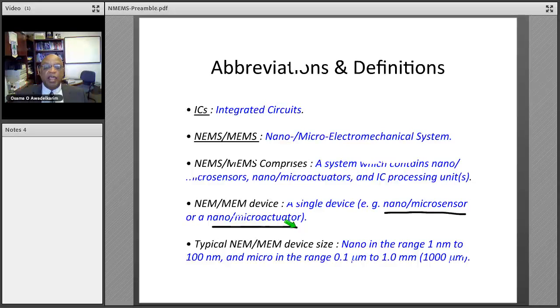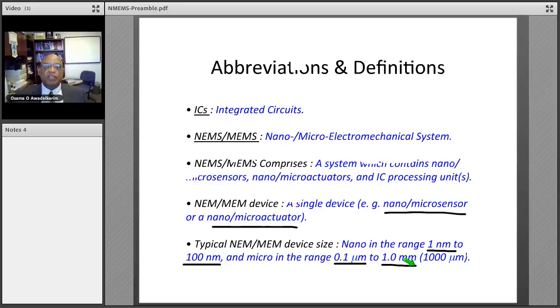Typical NEM or MEM device size. NEM, that is a nanoscale device, is in the 1 nanometer to 100 nanometer length range. And a MEM device, that's a micro electromechanical device, the range is anywhere from 0.1 of a micrometer to 1 millimeter, which is 1000 micrometer.